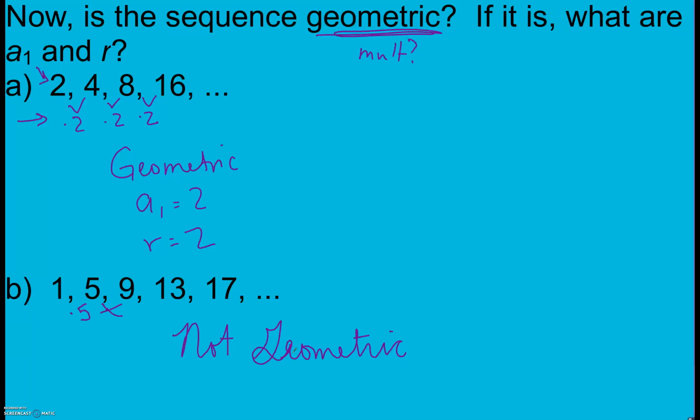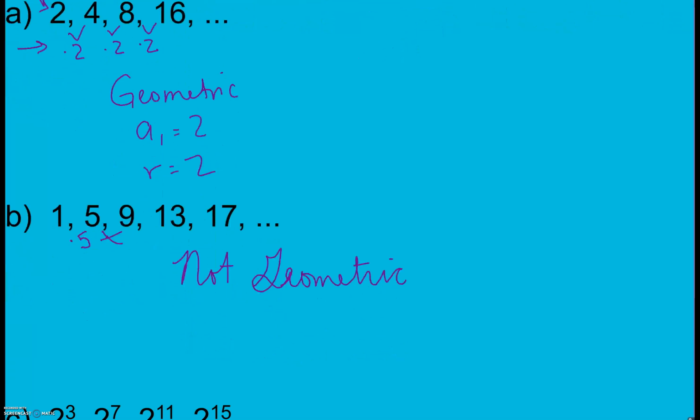If I look here, I add 4 every time, which means that would be an arithmetic sequence, like in 9-2. We'd have a common difference.